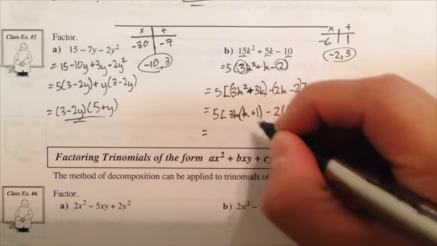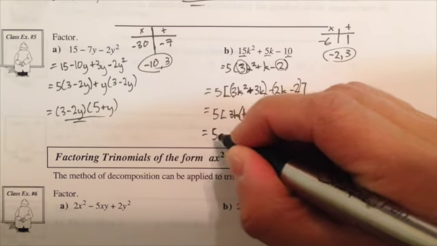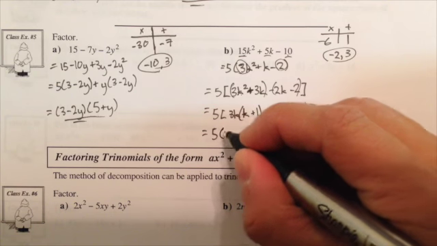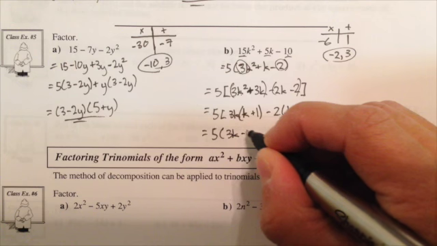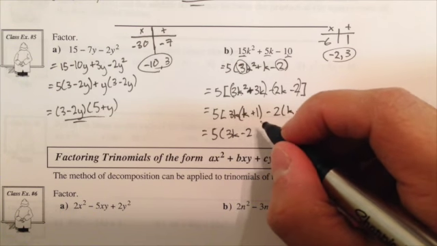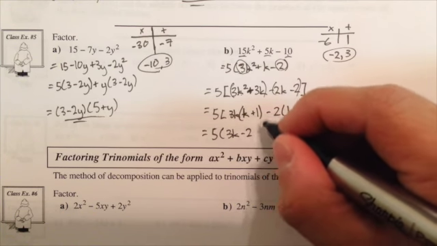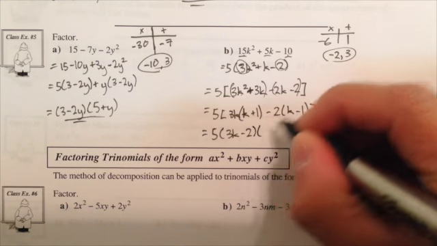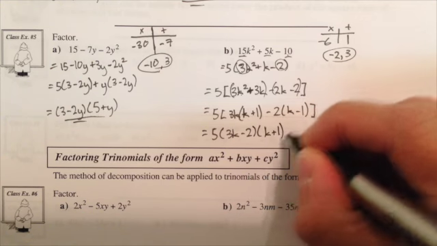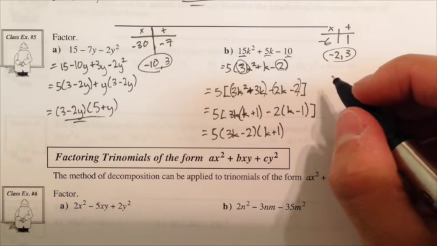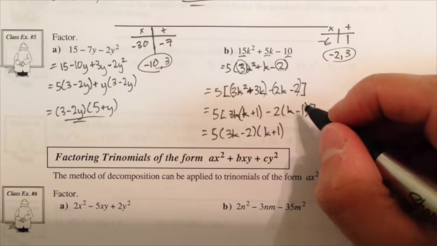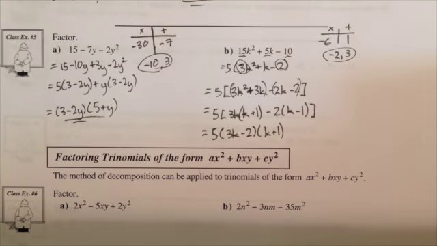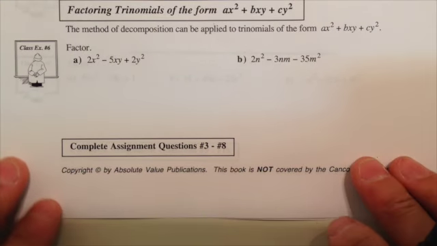Alright, and so then I'm left with 5 times 3k minus 2 and k plus 1. Oh, negative and negative there. Yeah, that's good. Okay, so my next example.